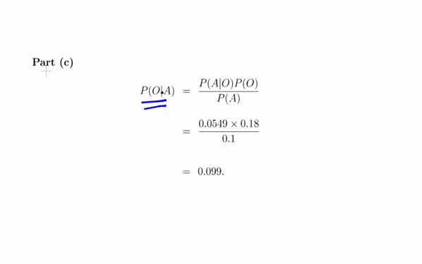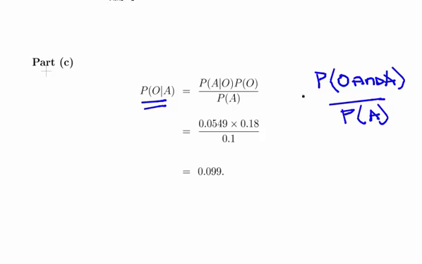So that's the probability of O given A, which is the probability of O and A, all over the probability of A. Using the conditional probability formula again, I can express the probability of O and A as the probability of A given O times the probability of O, all over the probability of A. So we know each of these three terms now.